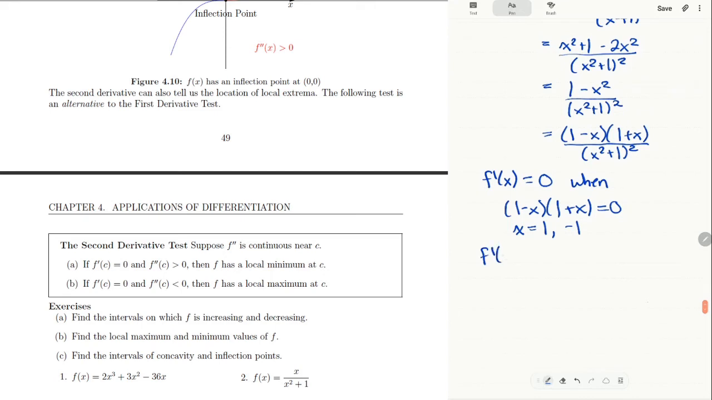Now we'll also look for when the derivative is undefined. And this happens if the denominator is equal to 0. So when x squared plus 1 squared is equal to 0. And if you try to solve for x, we'll find that there are no real solutions. And so the derivative is never undefined.